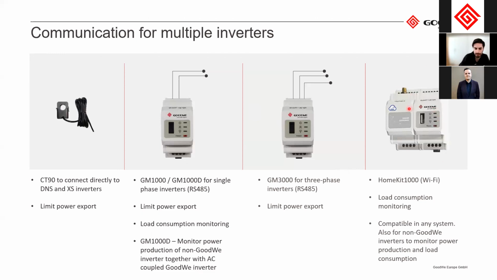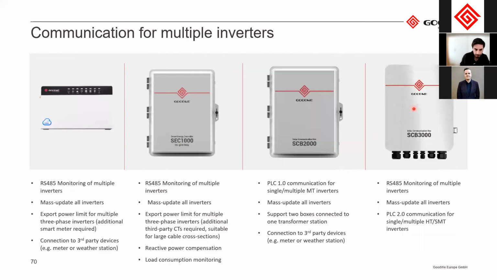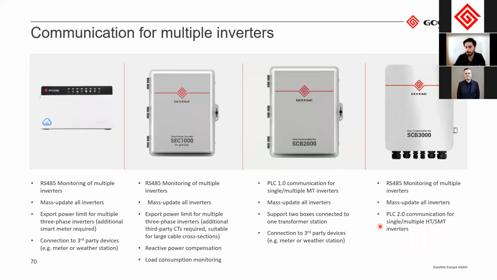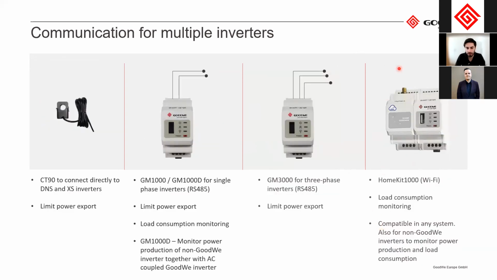And this one can also realize the export power limitation. For larger inverters, you have, yes, sorry, I should mention also with the home kit here, the home kit 1000 can also be used for already existing systems. So in case you have another non-GoodWe inverter, you can also use the home kit to measure the load and the power consumption, and then you can check this in our SEMS portal.